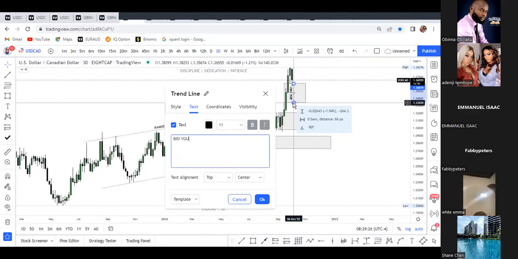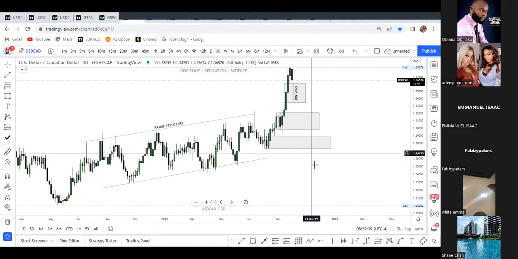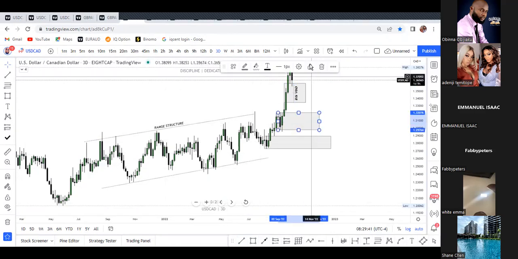Now, a BC void, unlike the fair value gap, is filled with body candle. A fair value gap is filled with a weak retracement, weak reaction. A BC void has to be completely filled with body candle.